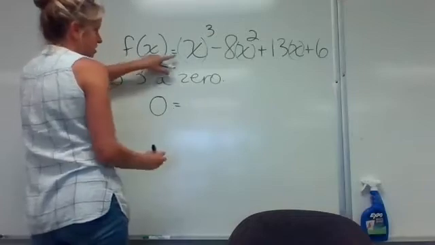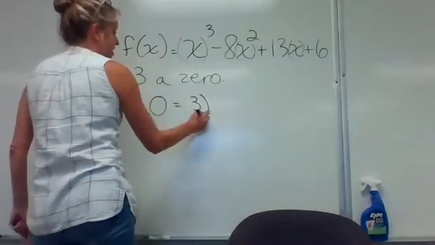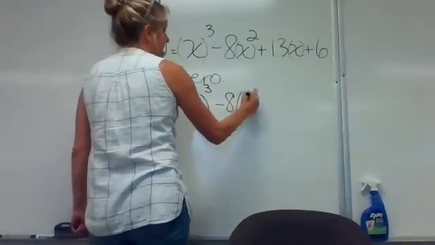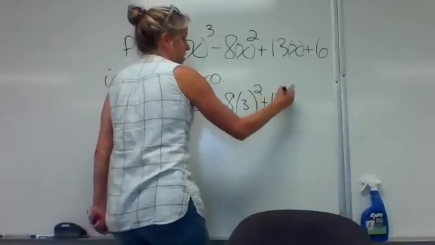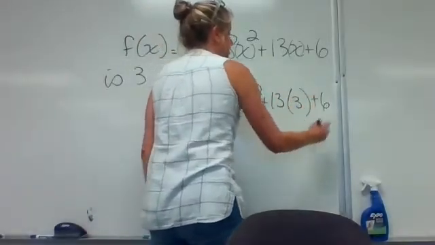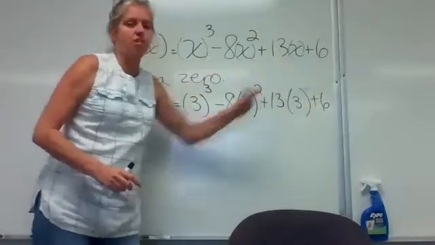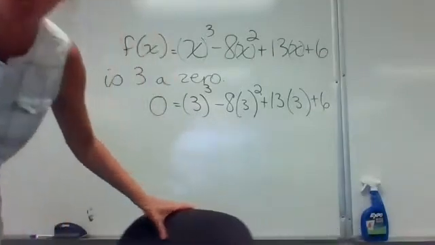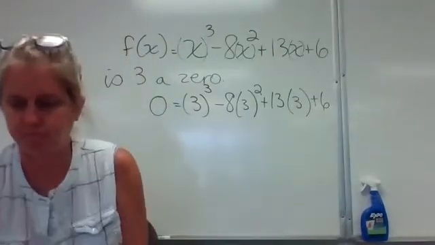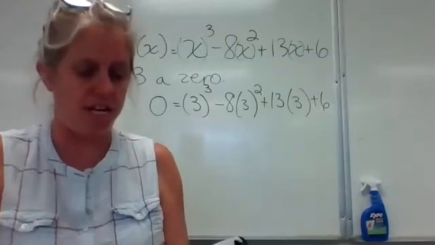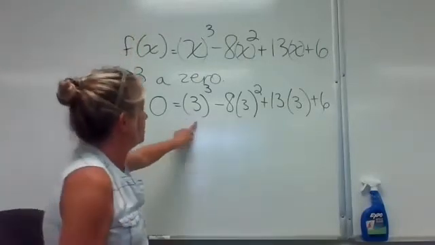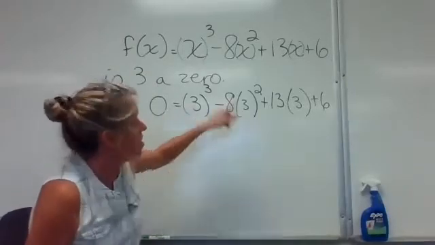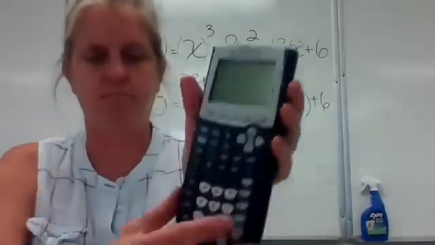So let's see if this really will work. Put in 3 for the x. So 3 to the third power minus 8 times 3 squared plus 13 times 3 plus 6. So again, I just replaced all those x's with 3's. If I wanted to, I could do this all in one step in my calculator by punching in exactly what this side says and then hit enter and see if it does equal 0. So you would type in 3 to the third.